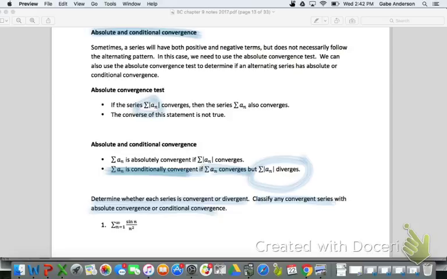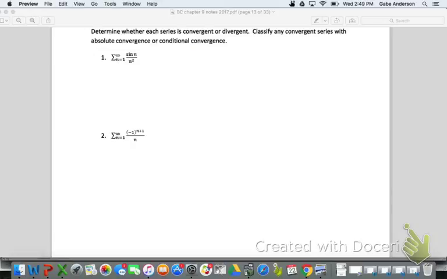So take a look at number 1. It says sigma from n equals 1 to infinity of sine of n over n squared. Any plus minus stuff going on? How do you know it'll have plus minus stuff going on? Sine, right? Sine has positive and negative terms. Of course, we don't know if it's going to be exactly plus minus.